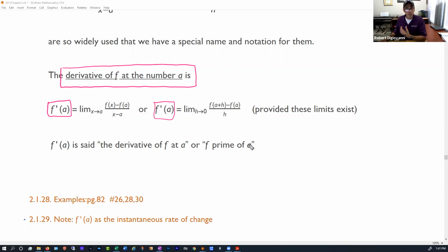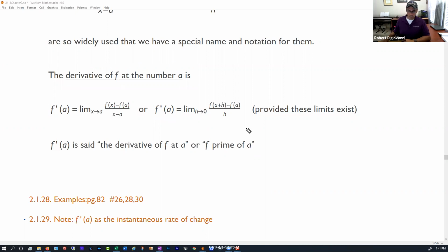All right, so this is a new definition, new language for us, the derivative of a function at a point a. The derivative of a function at a is equal to the slope of the tangent line of the function at a. That's what it is, right? They mean exactly the same thing. It's just new language.